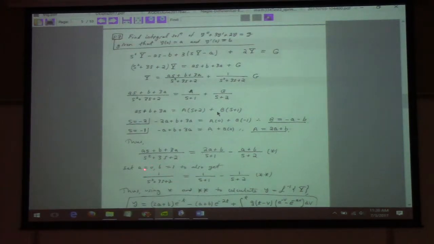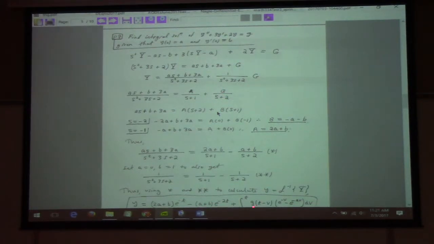And on the other hand, if I set a equals 0, b equal to 1, I get this guy is just partial fractions to that, right? And so then to find the solution, I take the inverse transform of this, which is straightforward and given the algebra of star and star star. First of all, the piece without the g just transforms to 2a plus b e to the minus t, that's the a term, minus a plus b times e to the minus 2t, that's the b, right?